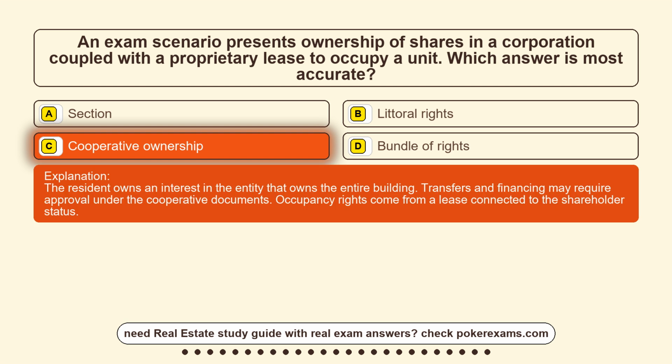The resident owns an interest in the entity that owns the entire building. Transfers and financing may require approval under the cooperative documents. Occupancy rights come from a lease connected to the shareholder status.